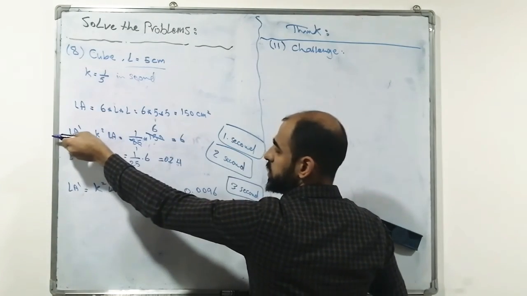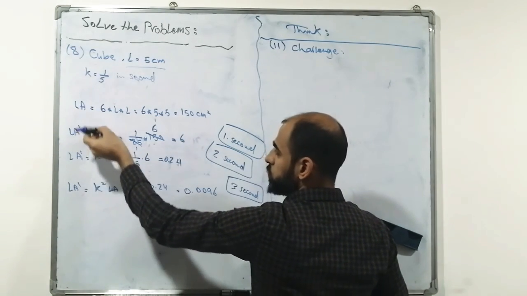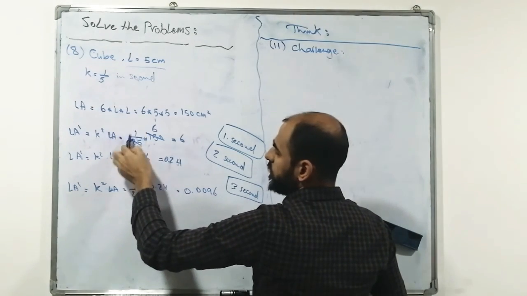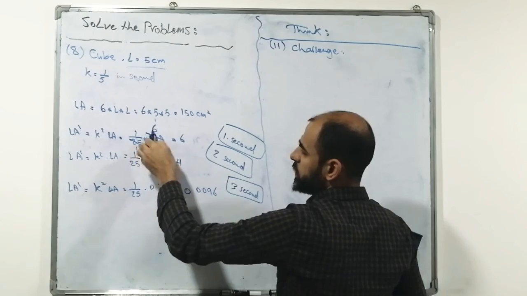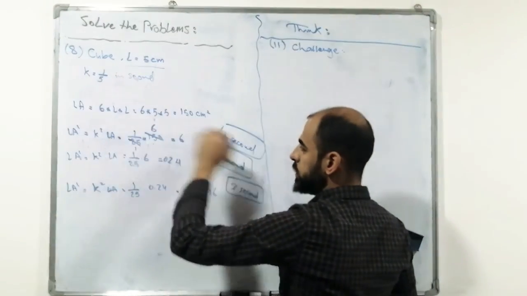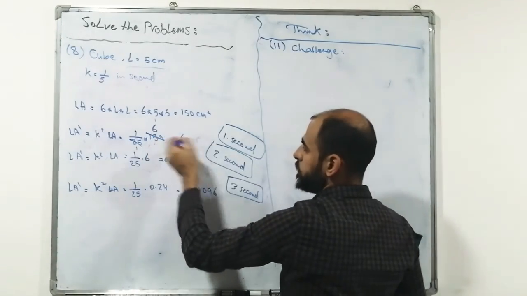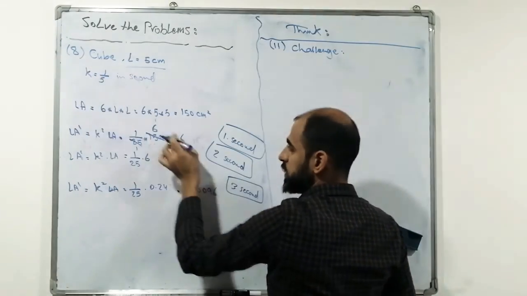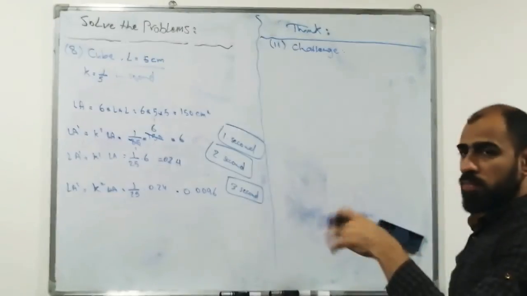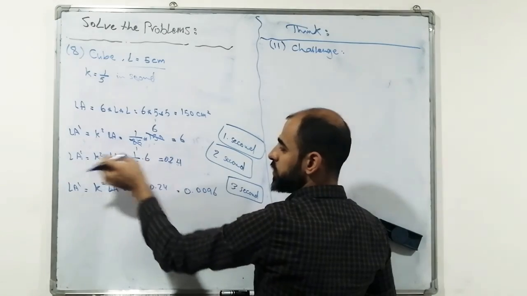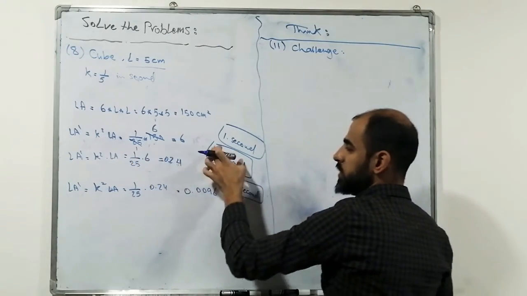The lateral area of the shape after dilation is k to the power 2 times the lateral area of the original shape. k to the power 2 is 1 over 5 to the power 2, which is 1 over 25, multiplied by 150 by division. The lateral area of the shape in the first second is 6. By using the same law and making the division, we get 0.24 in the second.